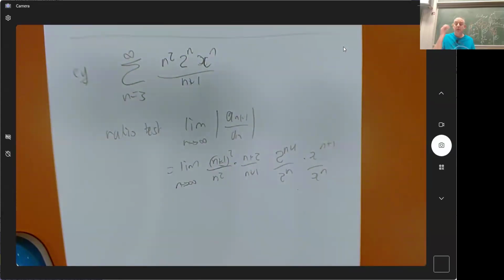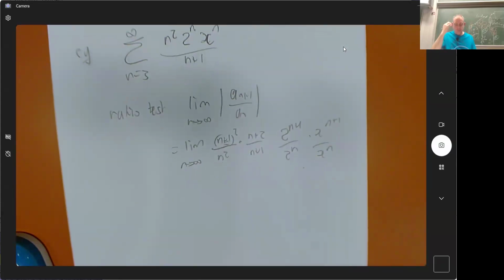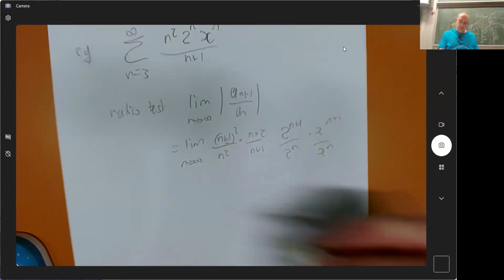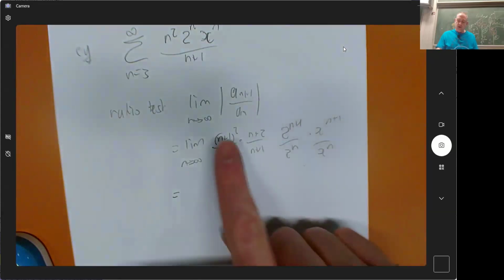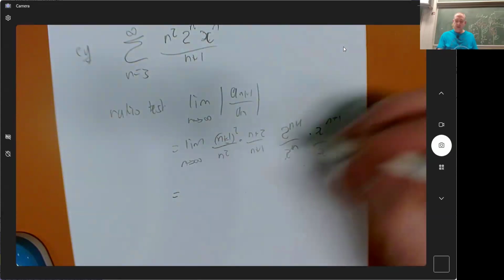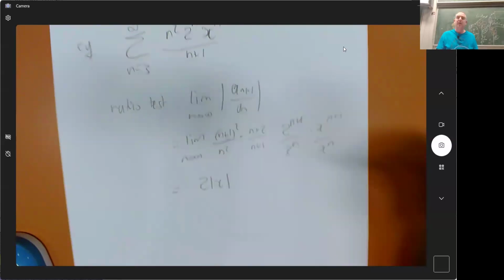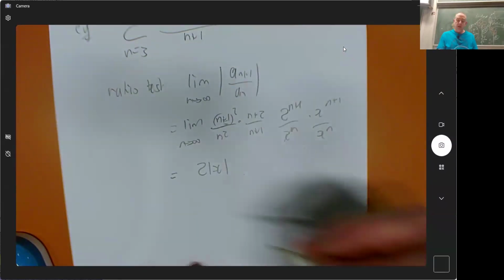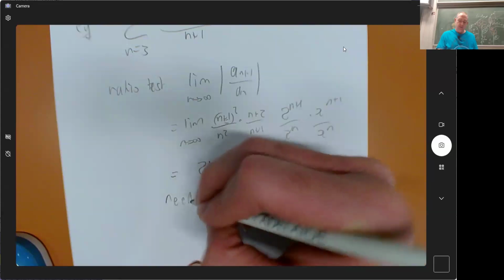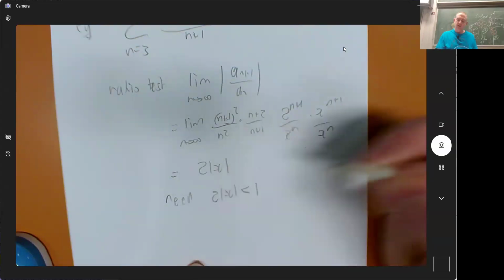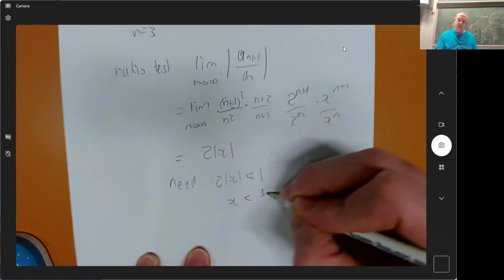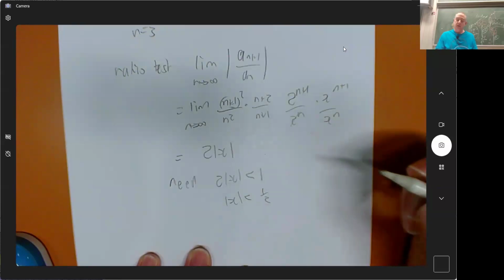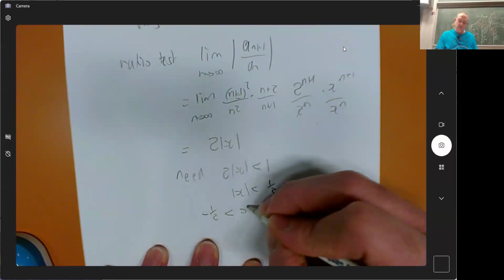Something like that. Yeah. And that would have come out to 1 and 1, and that would be a 2. That would have come out to 2, would have come out to this. And we need 2 absolute value of x to be less than 1. And so x is less than a half this time. And so x would be between minus a half and plus a half.